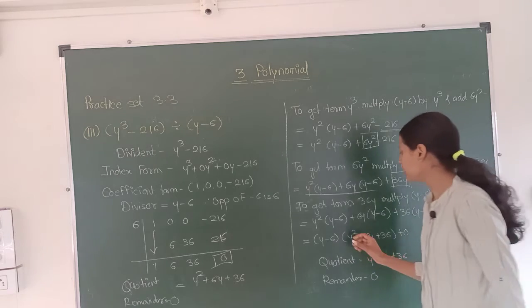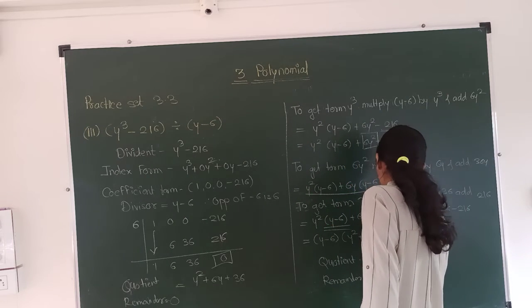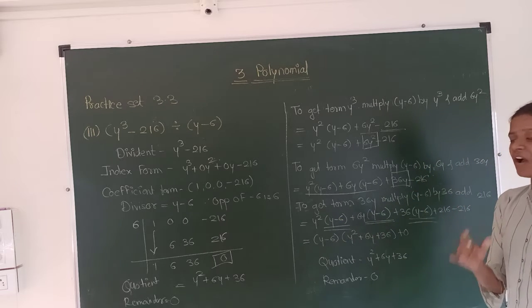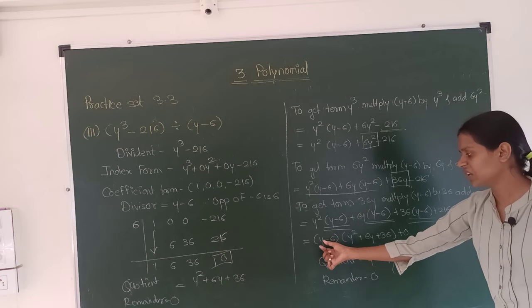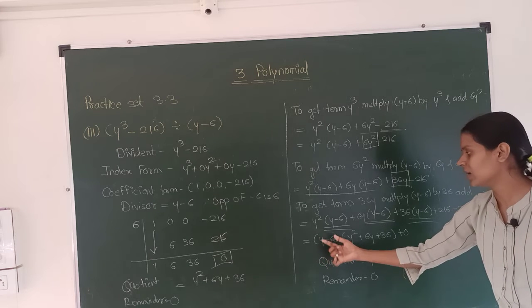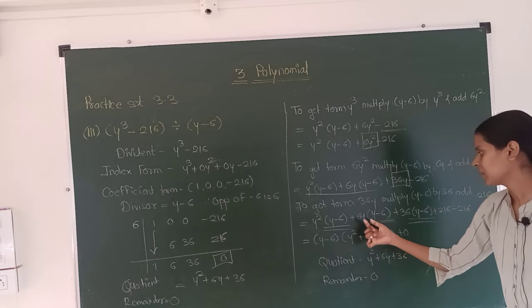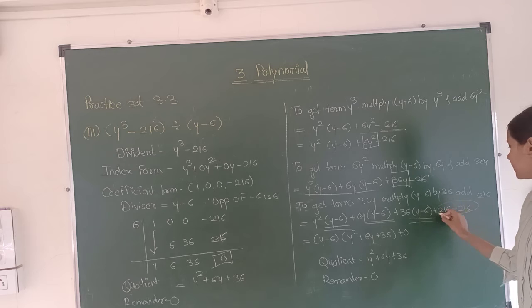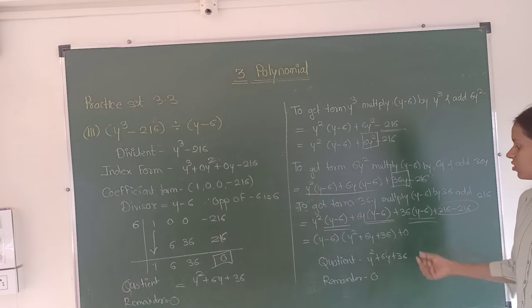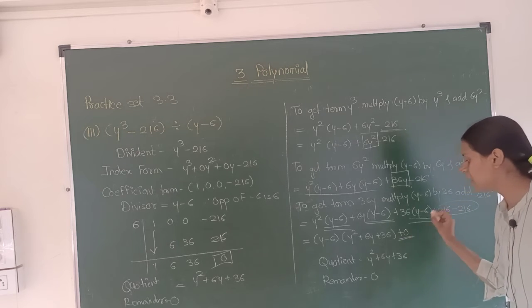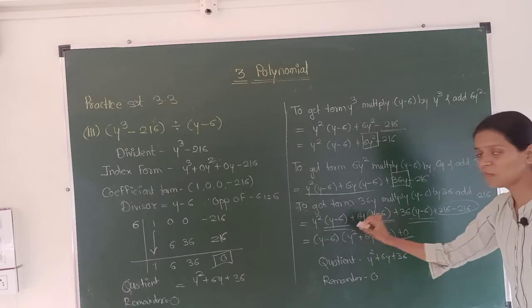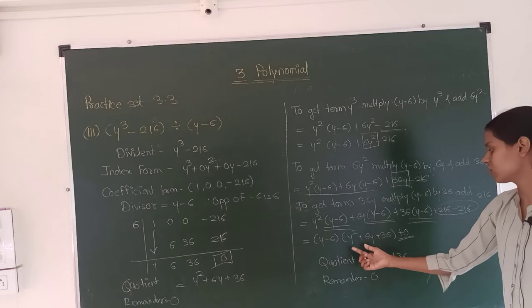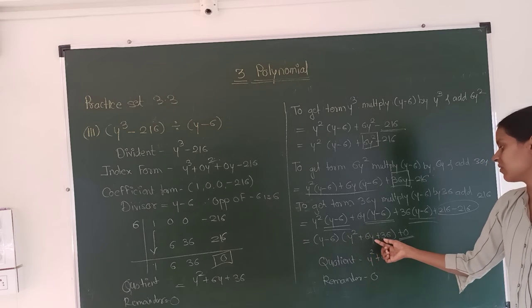So if you notice, you can see here are the three brackets of y minus 6. So we can take one bracket of y minus 6 in common. The remaining terms are y square plus 6y plus 36, and minus 216 plus 216 will be 0. So plus 0. Here 0 is the remainder, whereas the term before the remainder is the quotient.